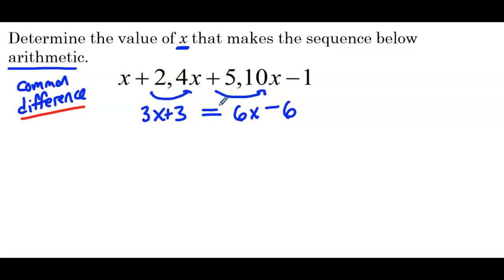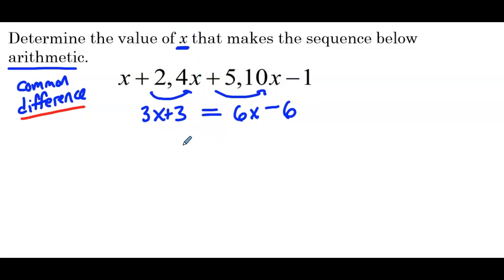Okay, so this is the key in the problem, understanding why we're setting these 2 things equal. Again, because it is an arithmetic sequence, it has a common difference. What we add to go from one term to the next should always be the same. So even though they look different, we know they're really the same based on whatever value of x we find.